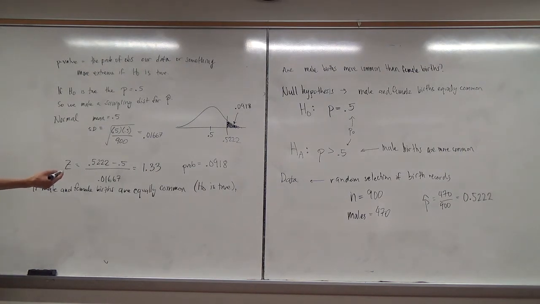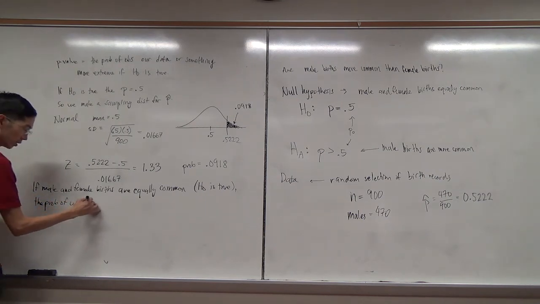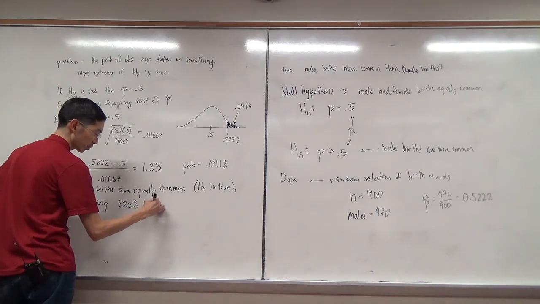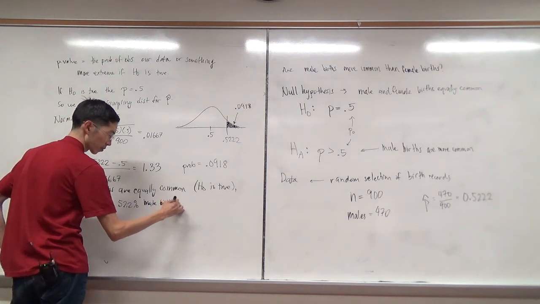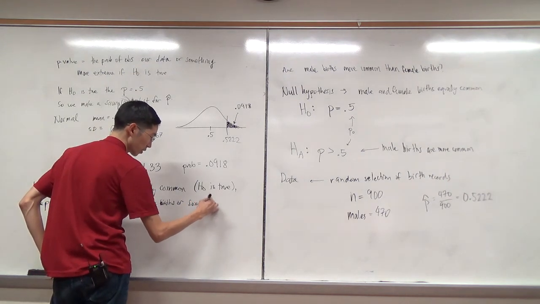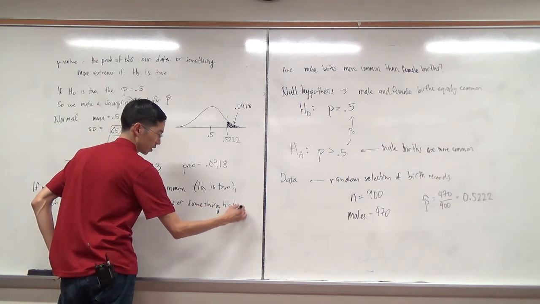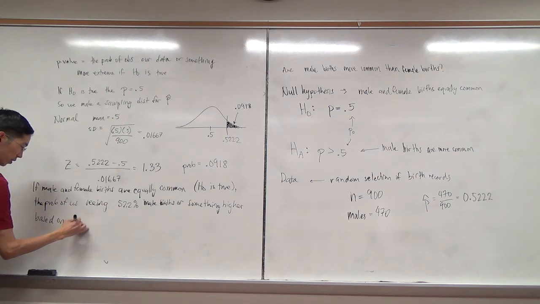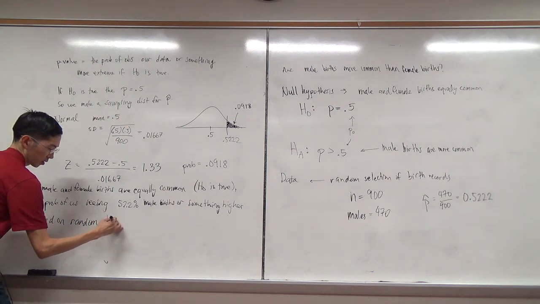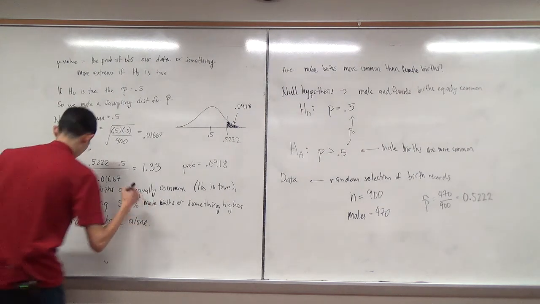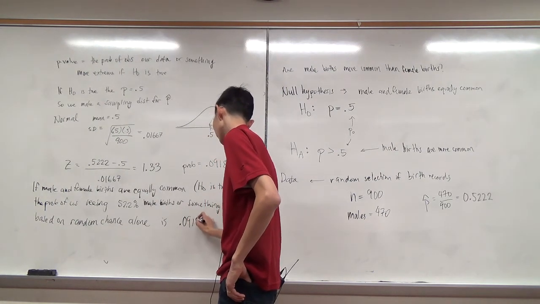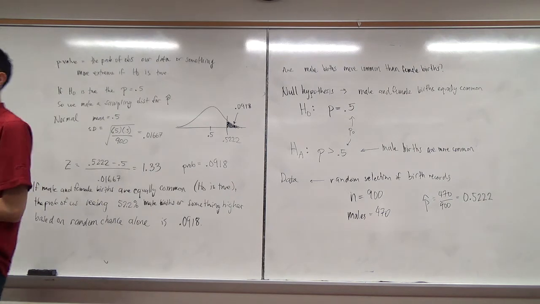So if male and female births are equally common, the probability of us seeing 52.2% male births or more, or something higher, based on random chance alone, is 0.0918. Okay.